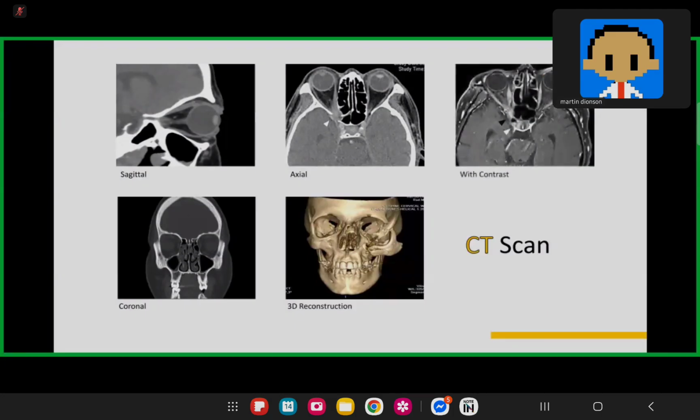Sometimes we also use contrast to better see details, to check for vascular abnormalities or detect any tumors. Commonly we use non-contrast, or without contrast, but for tumors and for better tissue details and vascular lesions, then you use contrast.